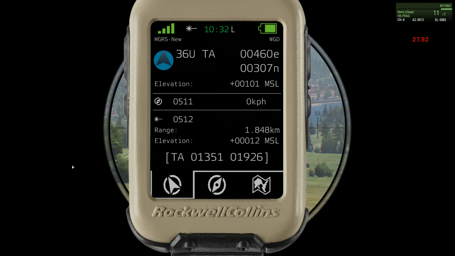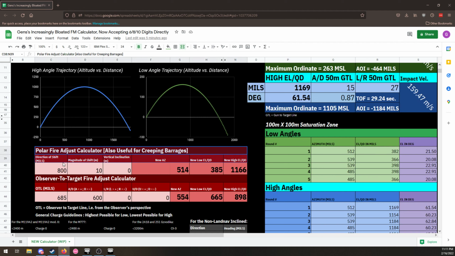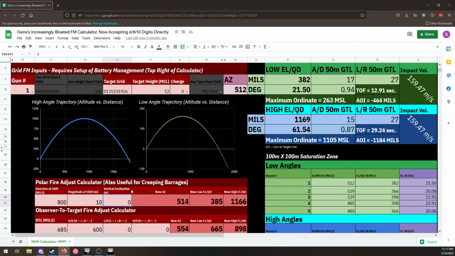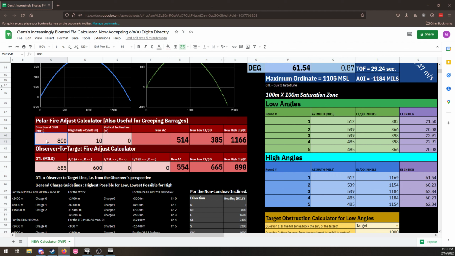If we come over here, you can use another feature of the calculator, which are these adjust bits down here. We want the rounds to go west. Let's say our forward observer tells us they want the rounds to go west. Well, what compass heading is west going to be in mils? Well, we can come down here. If you're not familiar with milliradians, I got this quick little guide for you. And we can see that 4800 is the heading for west. So we can go here to direction of shift, punch in 4800.